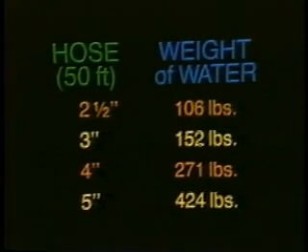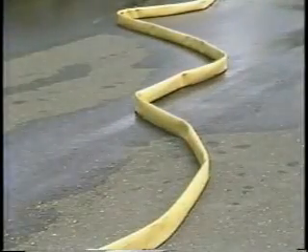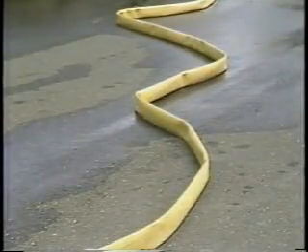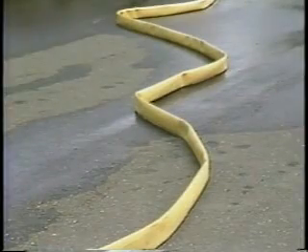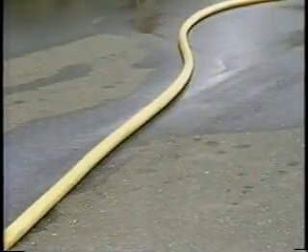This chart shows the weight of water in a charged line and does not include the basic weight of the hose and couplings. As shown on the chart, a 2.5-inch line contains over 100 pounds of water in a typical 50-foot length. In addition to the length and bulk of hose lines, hydraulic forces come into play when a line is charged or filled with water. Pressure seeks to straighten lines out.